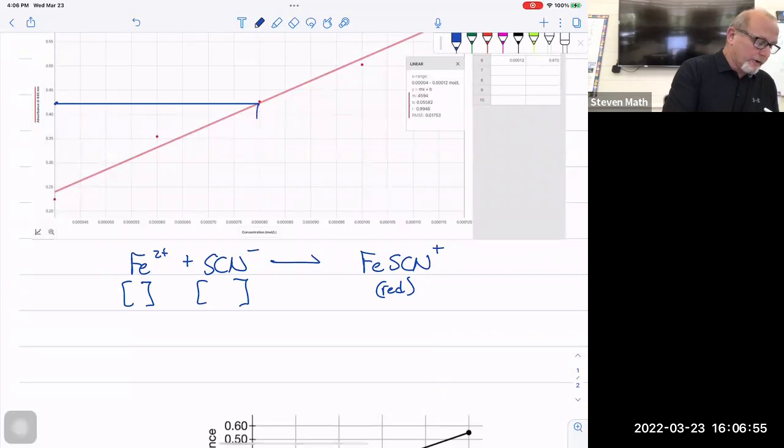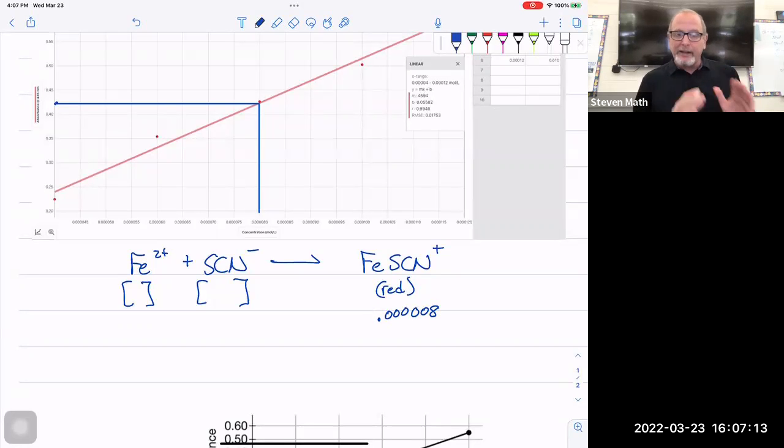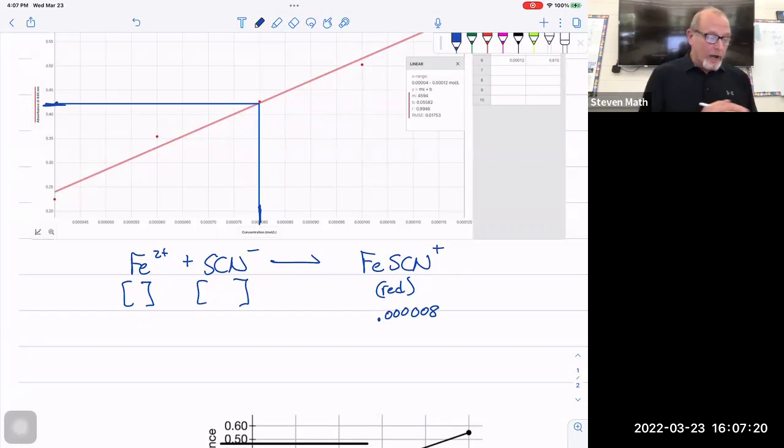I take that over, I can take that down, and now it tells me that my concentration of FeSCN is 0.000412345. So all I'm doing is using my standard curve to measure the absorbance and indirectly infer the concentration. I could also calculate that with my equation, y equals mx plus b. I'm not going to in this case. My estimation is close enough.